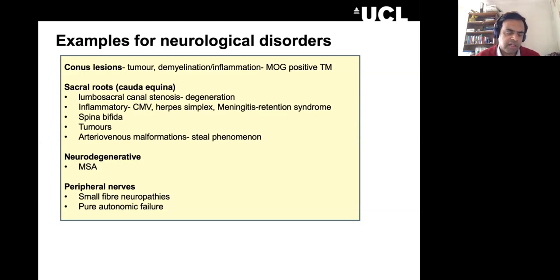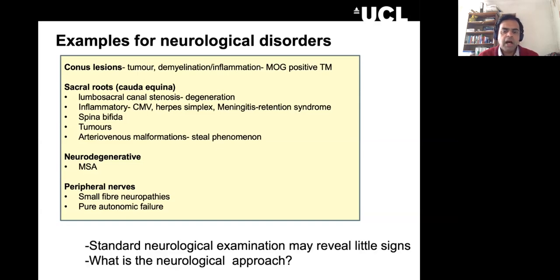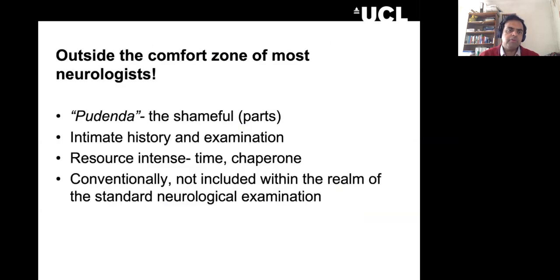You heard in earlier talks about neurodegenerative disorders such as multiple system atrophy. We also need to think about autonomic disorders such as autoimmune ganglionopathies, for example. You need to think about pure autonomic failure. And you also think about small fiber neuropathies, where sometimes the patients can present with a predominant urogenital complaint, and the standard neurological examination may reveal few signs. So how do we approach this?